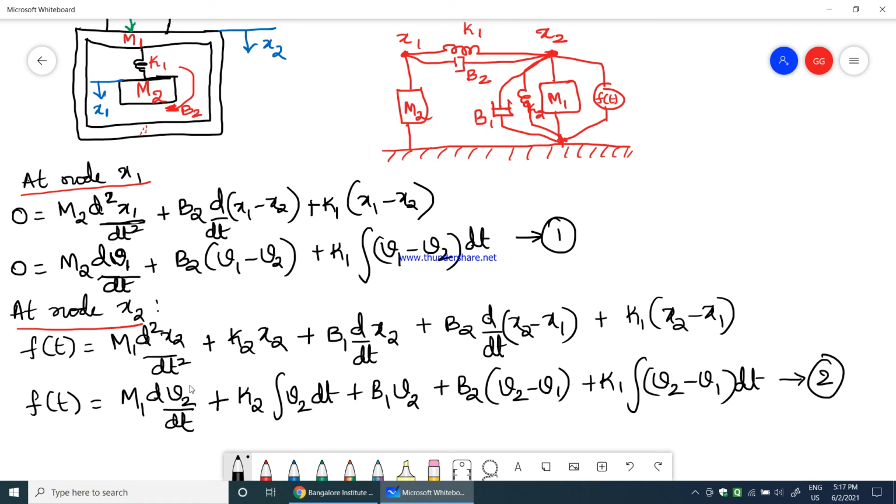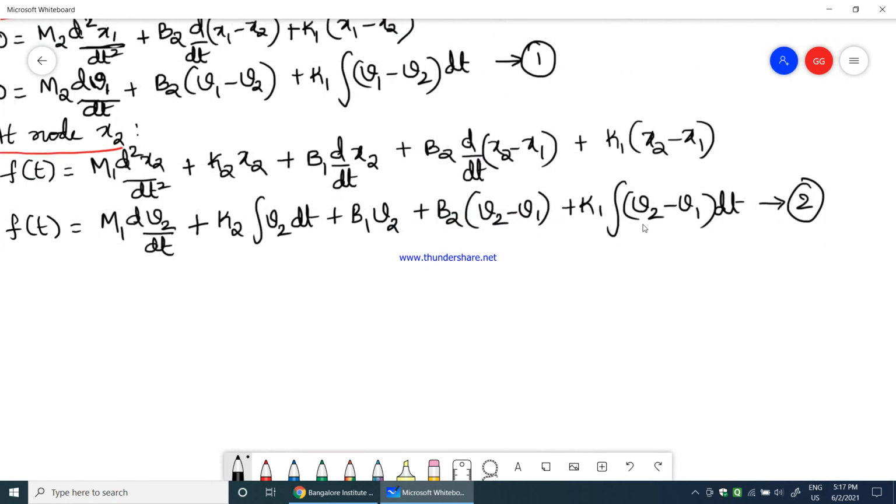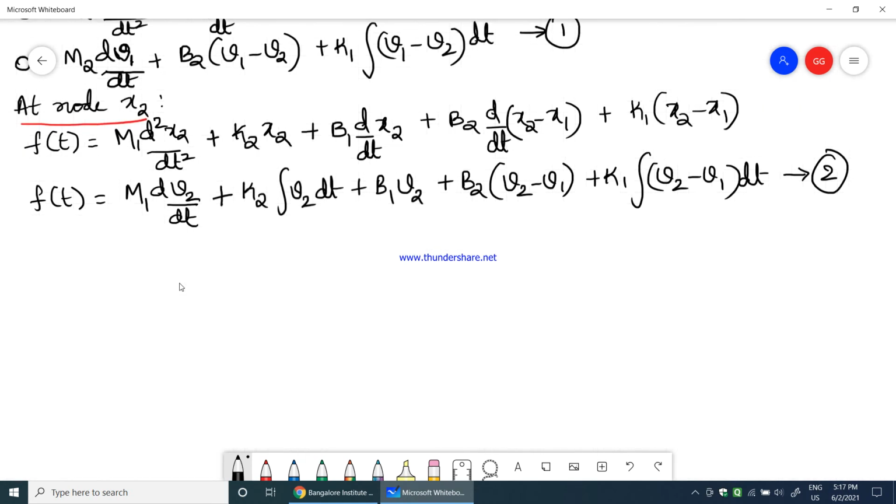Okay, now we need only the equations to write the electrical network. We need only equation 1 and 2 to write the electrical equivalent equations and network. Okay, so we'll go with force voltage analogous now. So we need equation 1 and 2 to write the force voltage analogous network. So let us write the equation first.